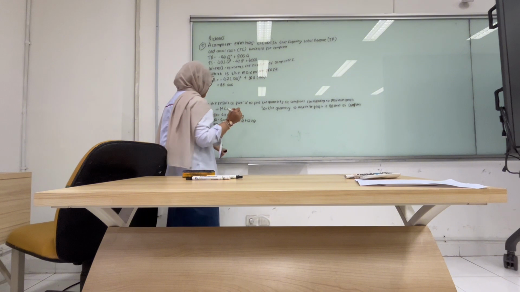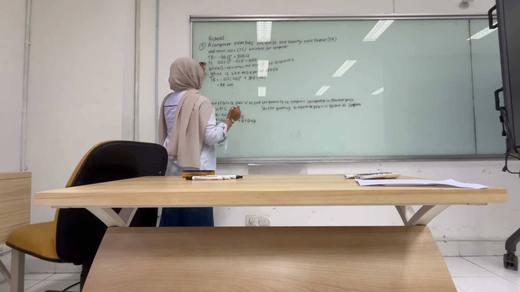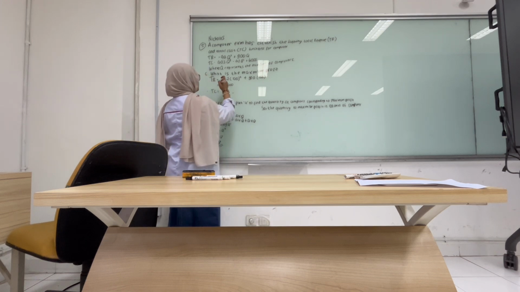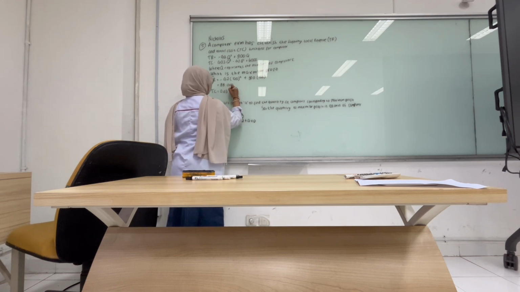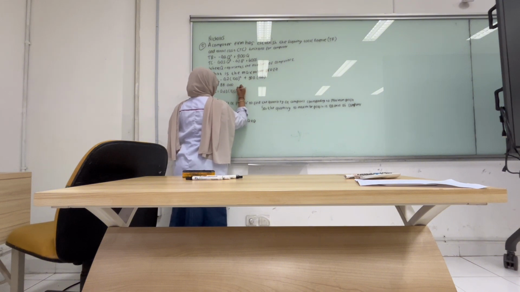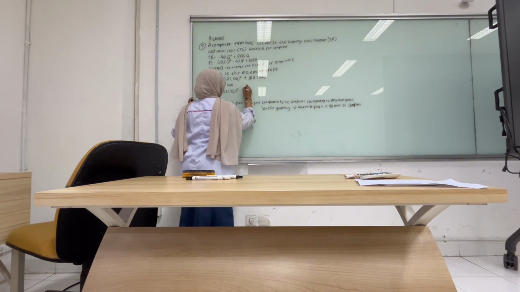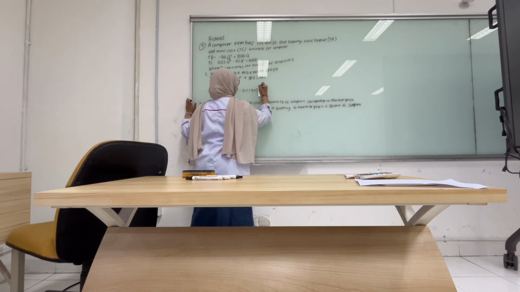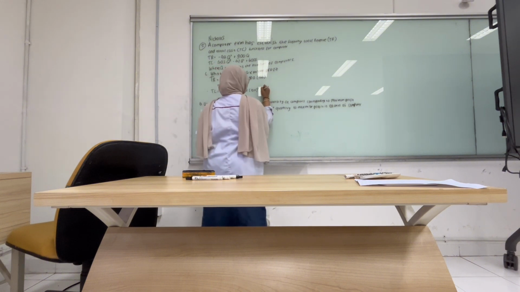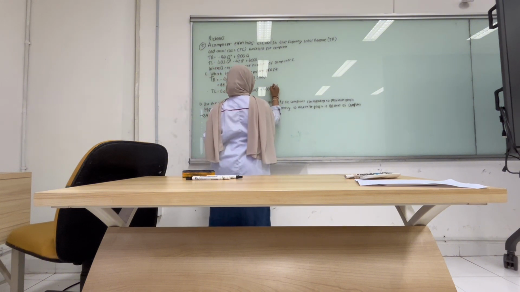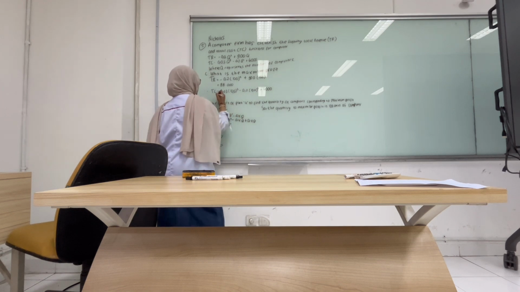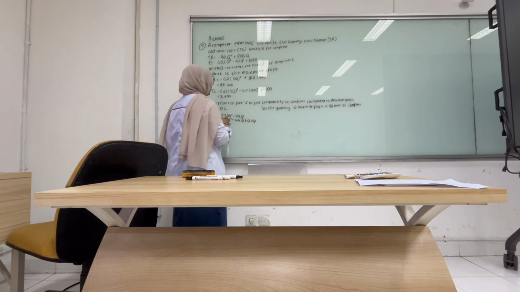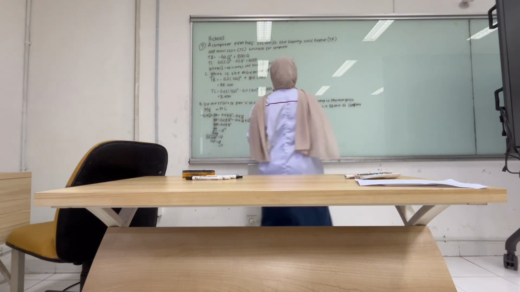The next one, we need to find the total cost. So total cost equals 0.03 times 100 cubed minus 0.2 times 100 squared plus 6,000. So here we will get 3,400.